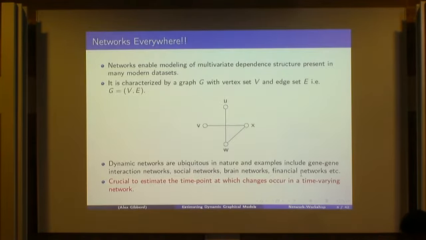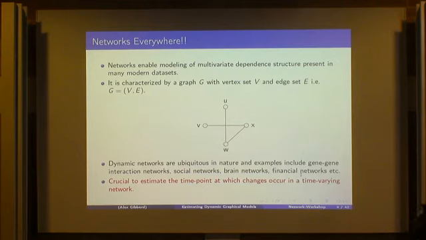For the last 10 to 15 years, there's been an overflow of network data. Networks are probably everywhere, and we are all using some kind of graph to characterize networks and to model the multivariate dependence structure. One simple example would be a graph consisting of four vertices, U, V, W, and X. The edges are the connections, like U to W, V to X, and W to X, and they tell you how those individuals are connected in the graph.